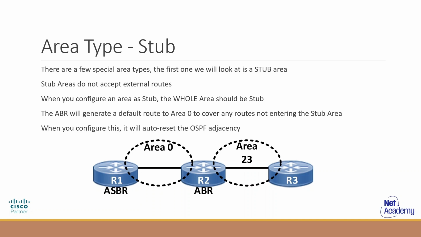So for example, if R1 is redistributing a default route so everyone can get to the internet, and area 23 is a stub area, it won't take that default route. Now you might think, well, that's going to be useless because I can't get to the internet. What it does instead is, instead of taking the external route, it generates a default and points it towards the ABR. If you recall from the very first session, I mentioned that these ABRs, they're really important.